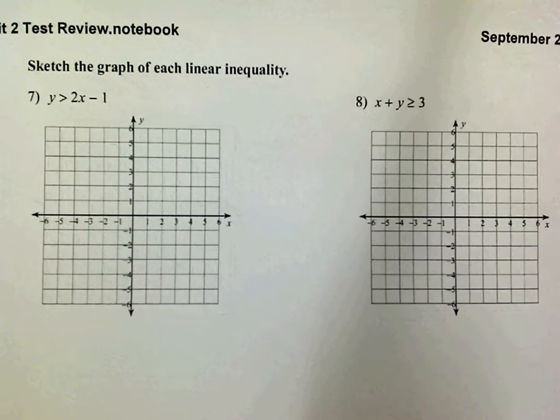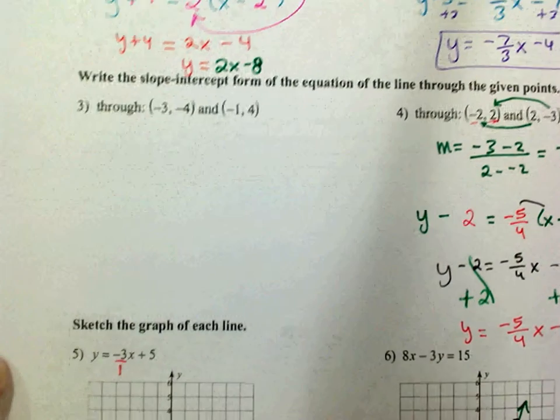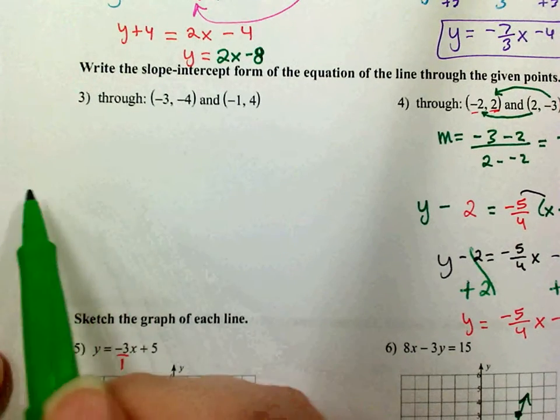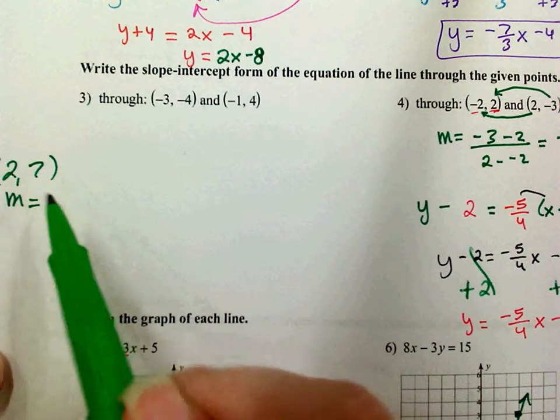So tell me, just right quick, I want to make sure of something. Let's go back here for a second. Guys, what if you end up with a slope of, let's say, through the point 2, 7, and you have a slope that ends up being 0?